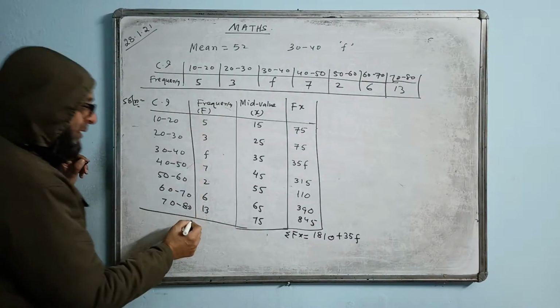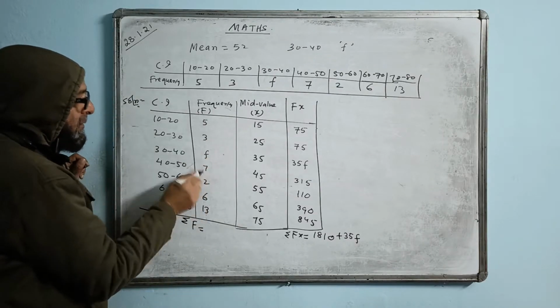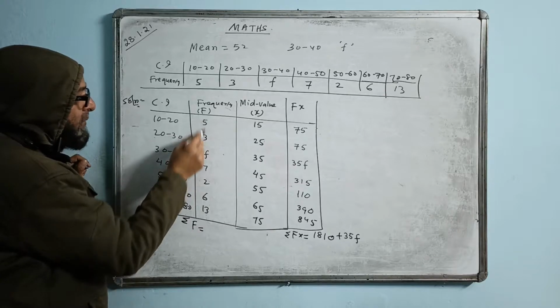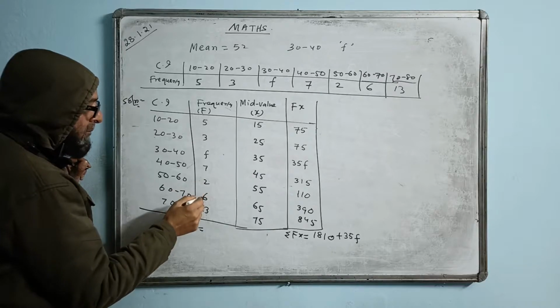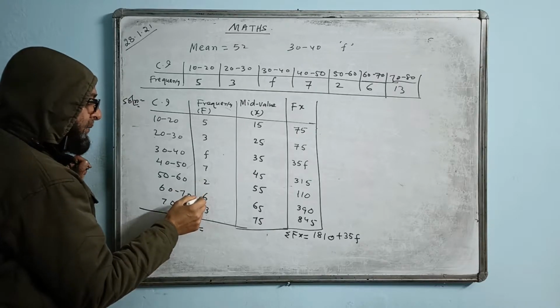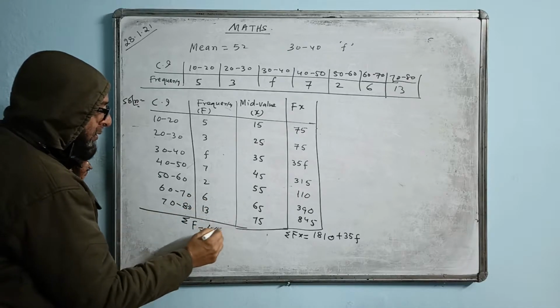This way I find summation f. 5 plus 3 is 8. This one is an unlike term, we cannot add. 5 plus 3 is 8 plus 7 is 15 plus 2 is 17 plus 6, 33, 33 plus 3, 46 is coming, right? 46 plus f.